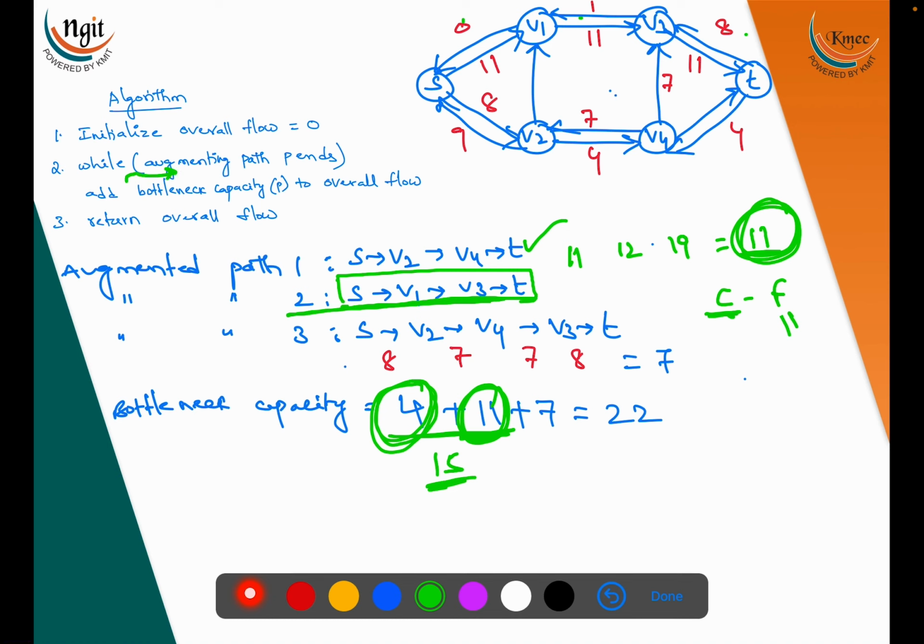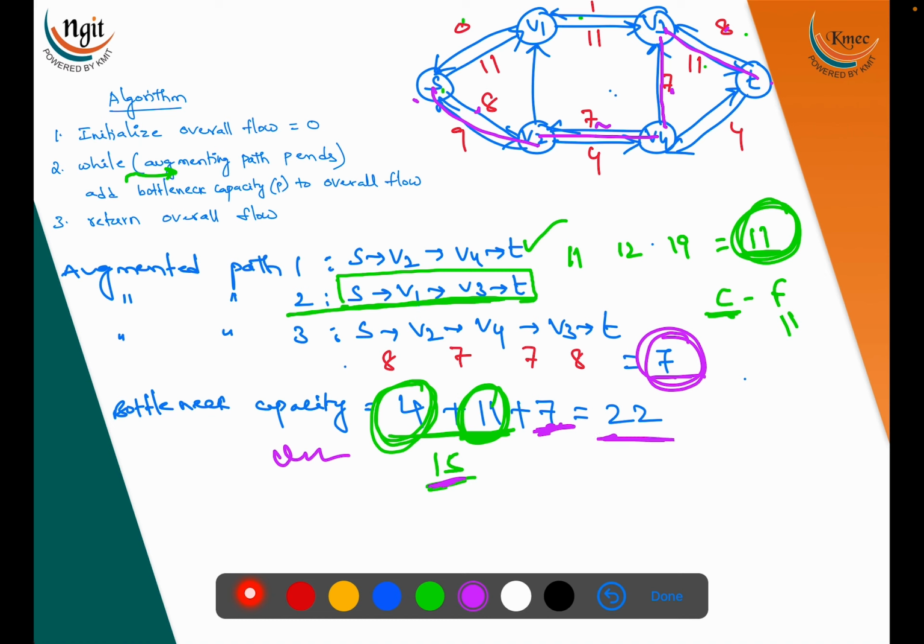Let's check for an augmenting path. Is there any augmenting path? Let's check. S to V2, V2 to V4, V4 to V3 and T. This is also one augmenting path, the path which exists from source to destination. Now all the values will get influenced again. For S to V2, what are the values? 8, 7, 7 and 8. The minimum is 7. The augmenting path bottleneck capacity will be added to your overall flow. Bottleneck capacity is 7. Overall flow is what? 15 is already there. 15 plus 7 is 22.